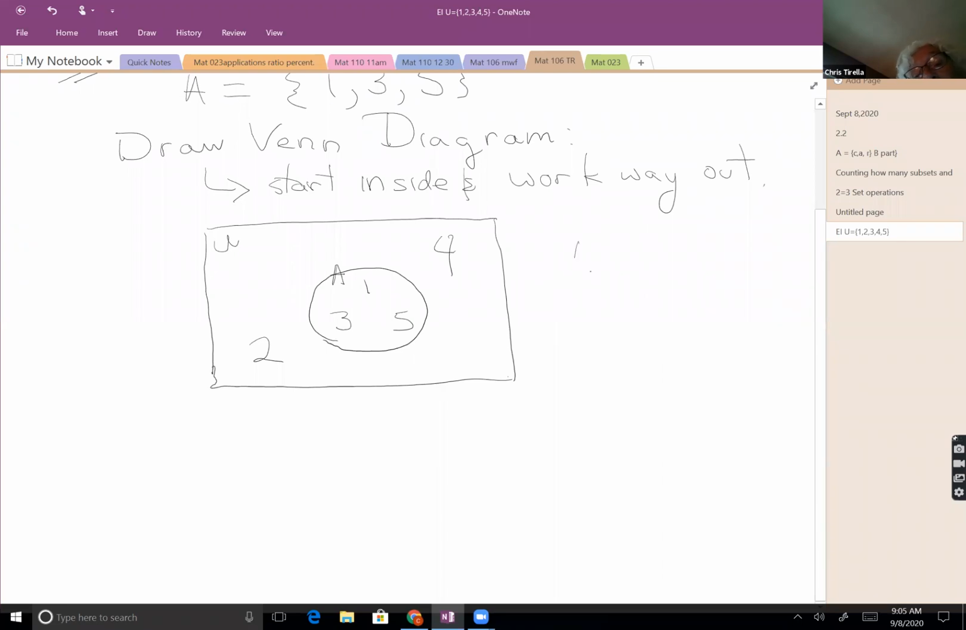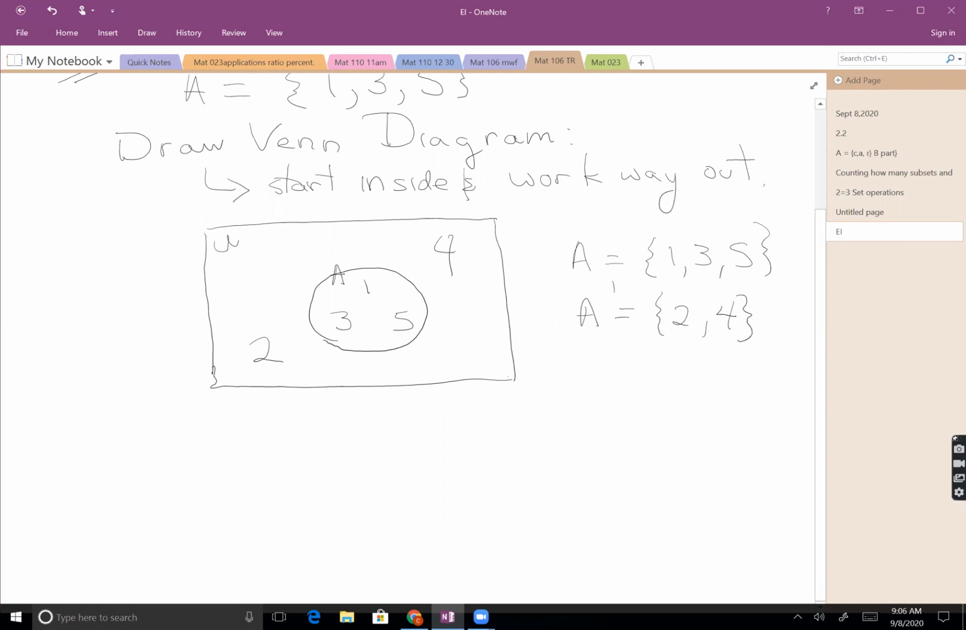So again, A is 1, 3, 5. What would A complement be? 2 and 4. And when we draw a Venn diagram, we start with the innermost and then work our way out. So far, so good.